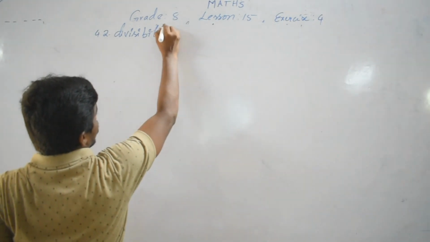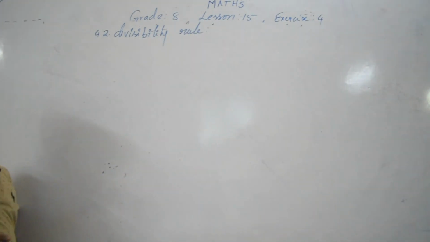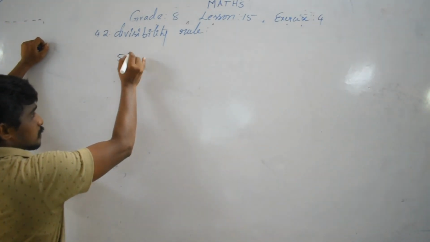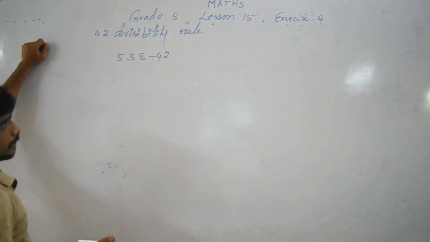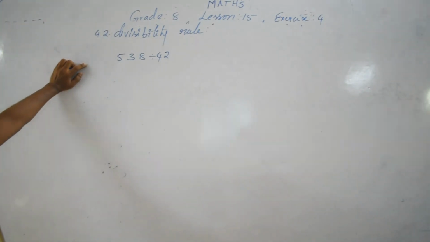Divisibility rule. Take a number, 538 divided by 42. Divisible or not divisible? So in that number, see.